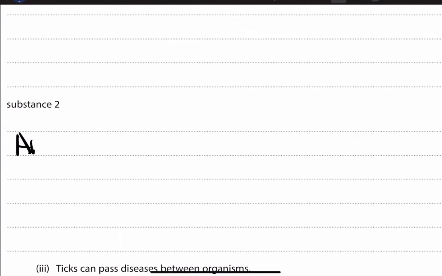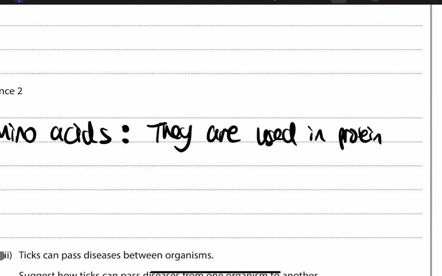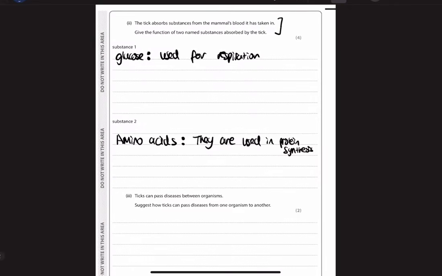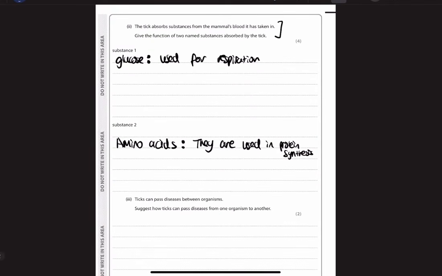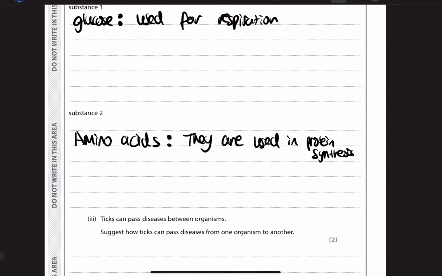Okay. Now, what could be another substance? Well, we know that amino acids are in blood, right? And what is the function of amino acids? Well, they are used in protein synthesis, right? They're the building blocks of proteins. They're used in protein synthesis. Now, I'm sure you can see there's a very broad scope of what you can put for this question. So if you have anything in your head, water, cholesterol, any named vitamin, there's going to be loads of things you can say as long as you can justify it. As long as you can justify it, write it down. But these are just the ones I thought of.